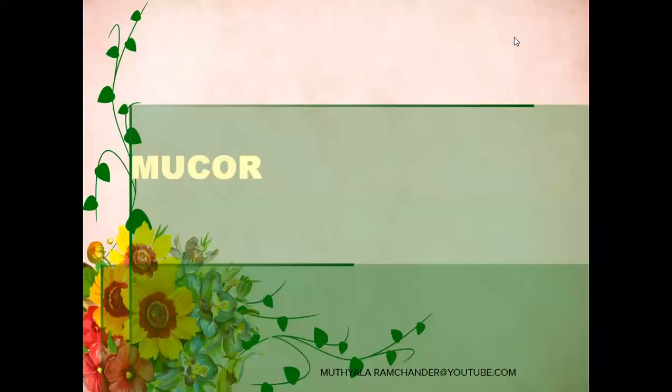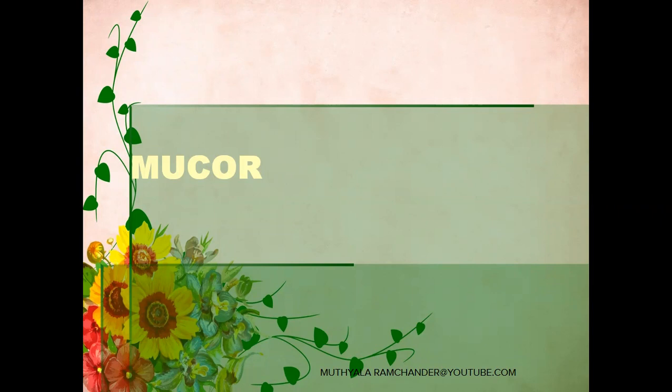Mucor. Mucor is one type of fungi. It develops on bread. It's similar to Rhizopus. So these are also called bread molds or pin molds.